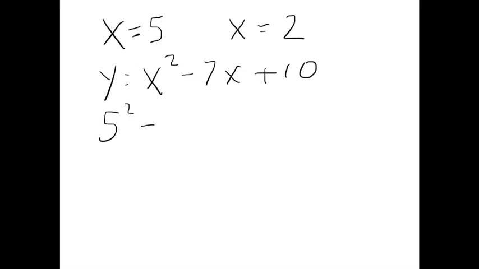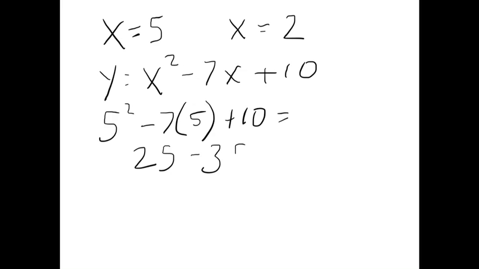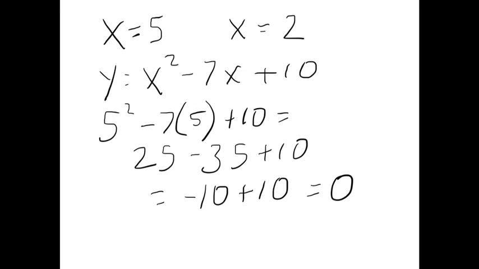Five squared minus 7 times 5 plus 10, that equals 25 minus 35 plus 10, that equals negative 10 plus 10, which equals 0. So 5 is correct. I leave plugging 2 into the equation to confirm that it yields 0 as an exercise for the viewer.